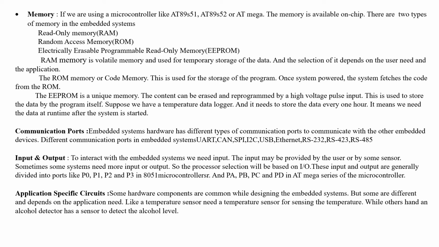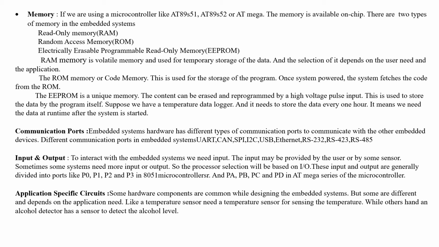Input and output. To interact with the embedded systems, we need input. The input may be provided by the user or some sensor. Sometimes some systems need more input or output, so the processor selection will be based on input and output. These inputs and outputs are generally divided into ports like P0, P1, P2 and P3 in 8051 microcontroller.